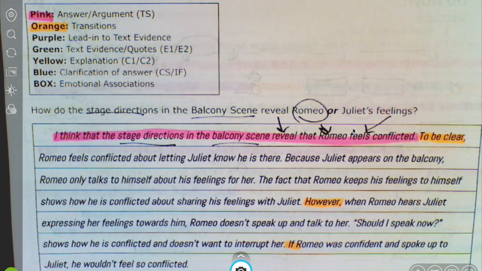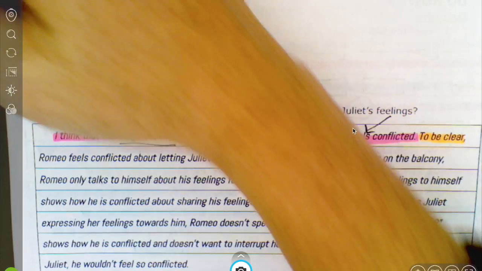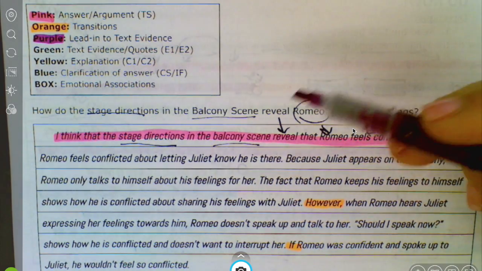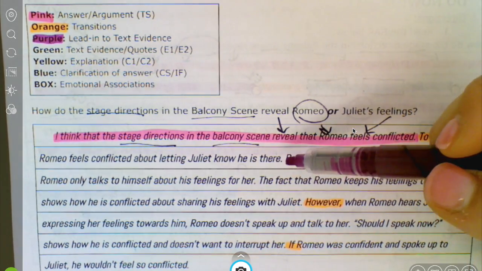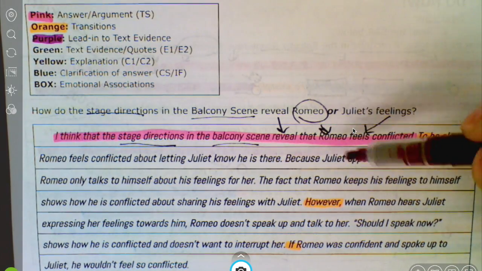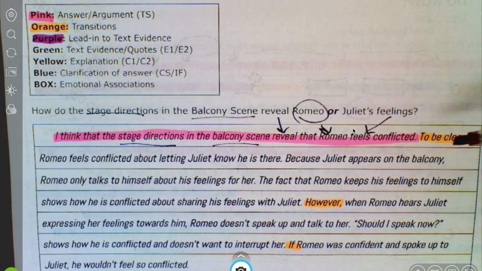All right, the next part is purple. So the purple is the lead into the text evidence. So I'm going to look here. I see my to be clear sentence, so I'm going to move past that, and I see this word because, and then I see Juliet appears on the balcony. Romeo only talks to himself about his feelings for her.